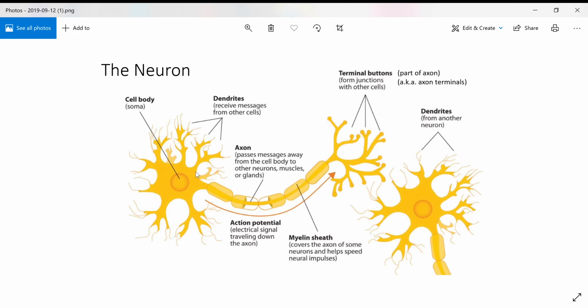So once the cell body collects all of this stimulus from the dendrites, it can trigger an action potential once it hits a specific threshold, which we'll talk about in a little bit. But an action potential is an electrical signal that travels down an axon.